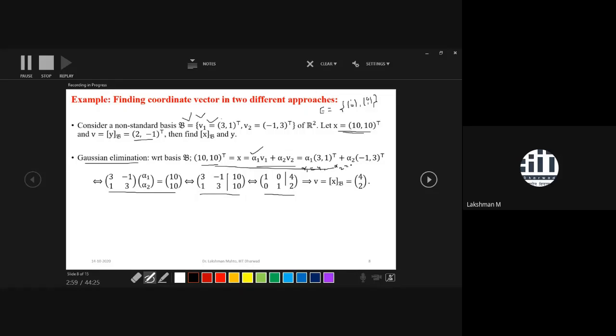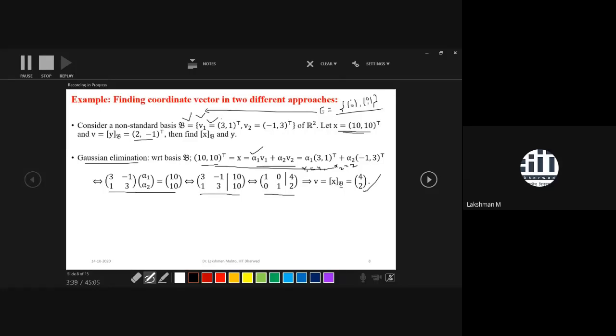So the coordinates of the given vector X with respect to the new basis B are 4, 2. Your coordinates have changed. Initially, 10, 10 was the coordinate of this vector with respect to the standard basis. If no basis is mentioned, then by default we say the basis is the standard basis. That is why this vector is given with respect to the standard basis. But now we change the basis from the standard basis to this non-standard basis B.